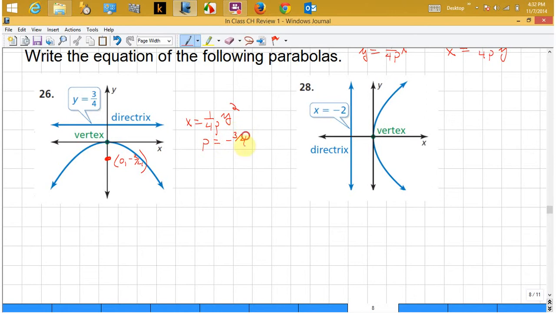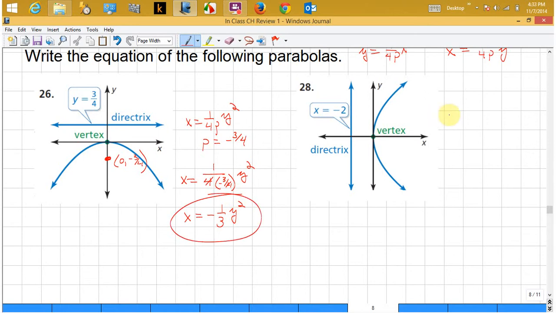So let's go ahead and plug p into the equation. So I have x is equal to 1 all over 4 times a negative 3/4 y squared. So if I'm multiplying the denominator, these 4's are going to cancel. And I'm going to have x is equal to negative 1 over 3 y squared. And that would be the equation of that parabola.